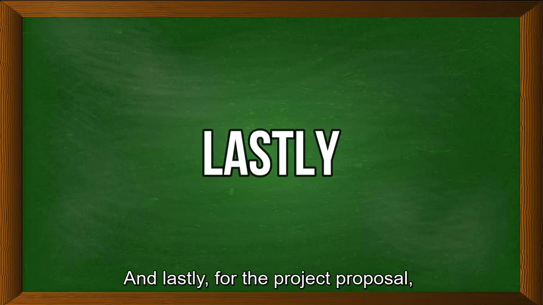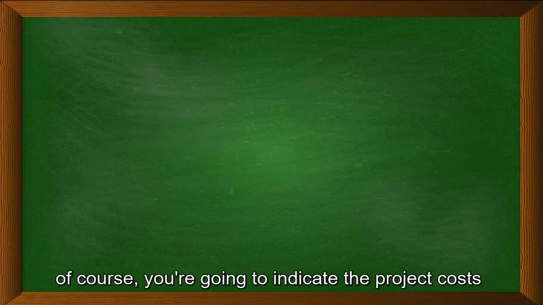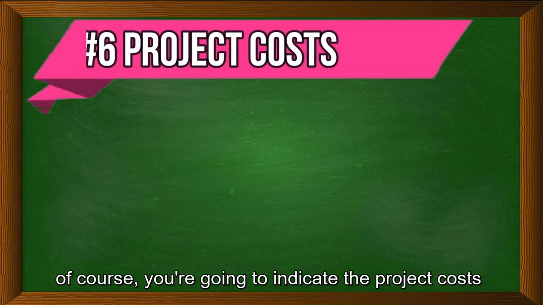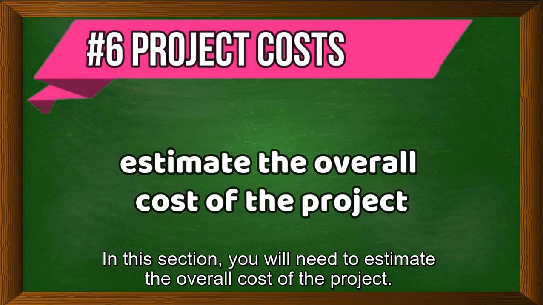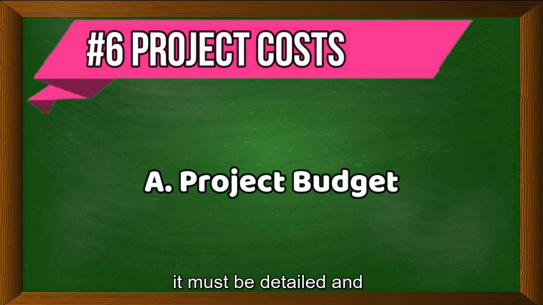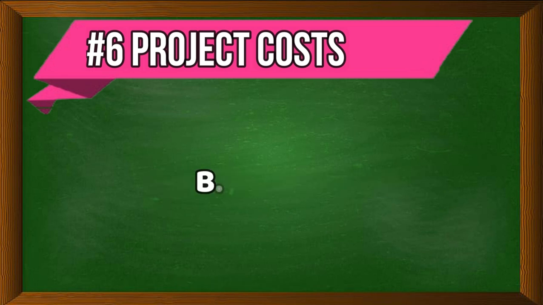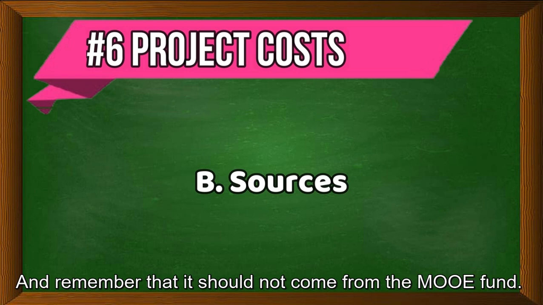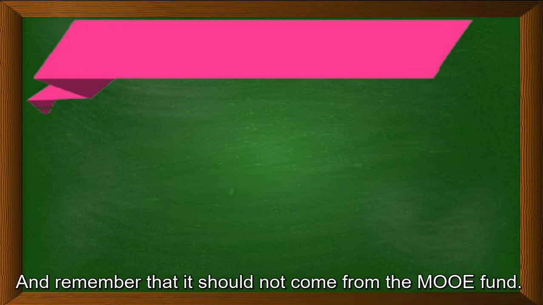And lastly, for the project proposal, of course, you are going to indicate the project costs. In this section, you will need to estimate the overall cost of the project. You have letter A, the project budget, which must be detailed. And B, we have the source of funds. Remember that it should not come from the MOOE fund.